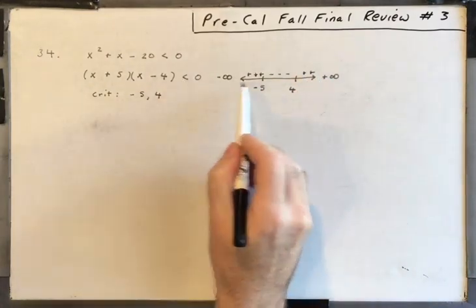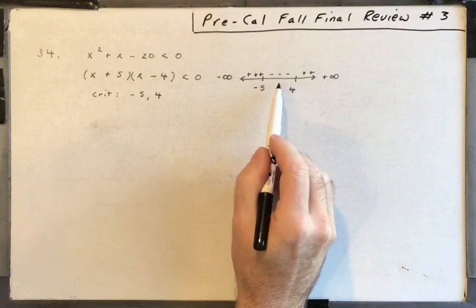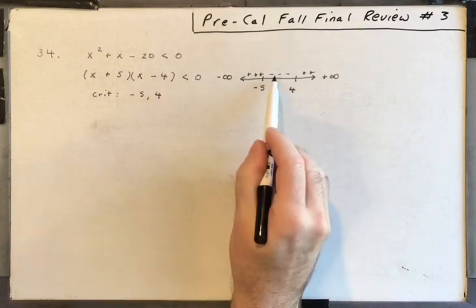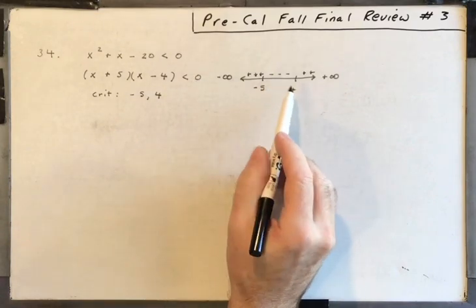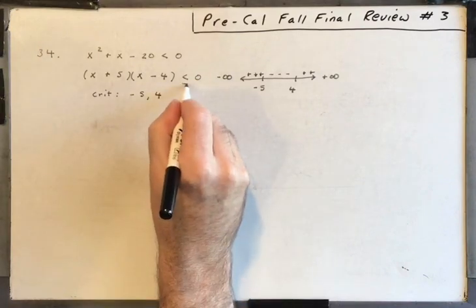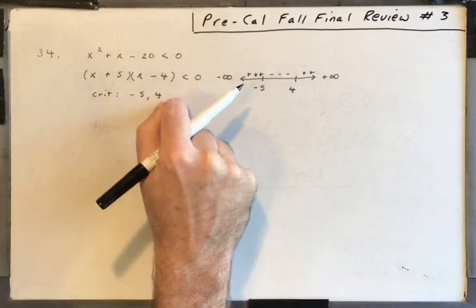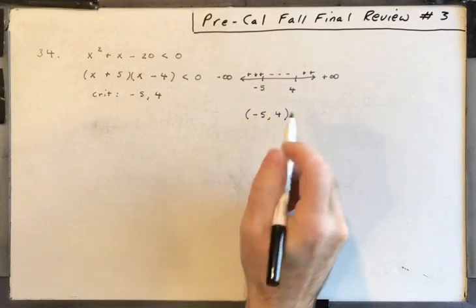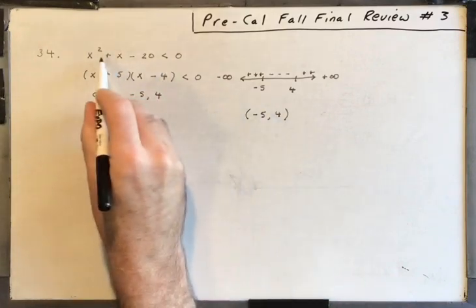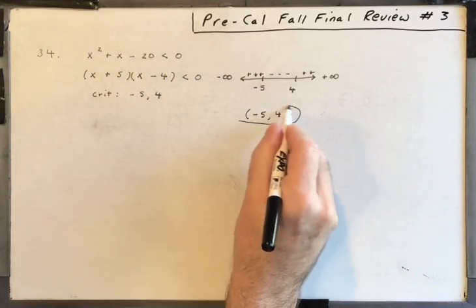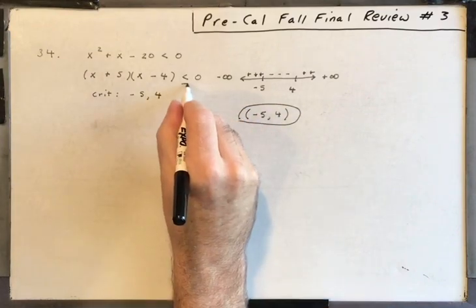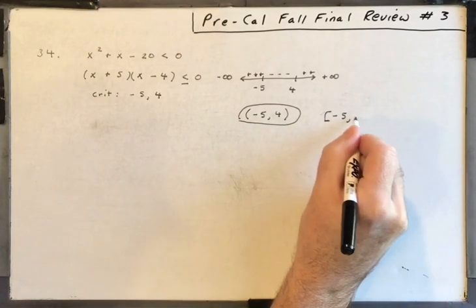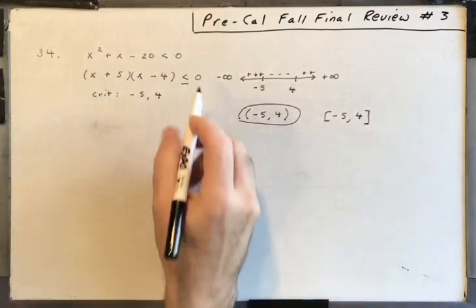So on this sign line, what range of numbers answers the question less than 0? Well, it's the negative range. Since it's just less than and not less than or equal, the answer is going to be from negative 5 to 4. Any number in between that interval makes this true. If it were less than or equal to, then you would put brackets, negative 5 to 4.